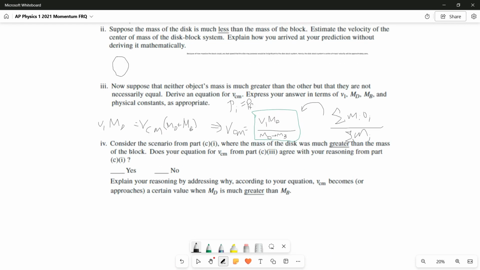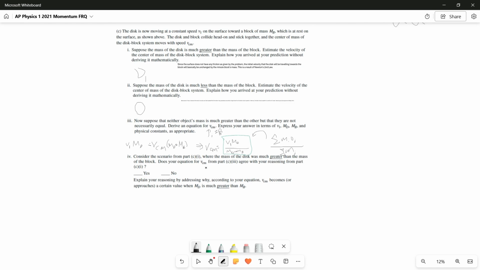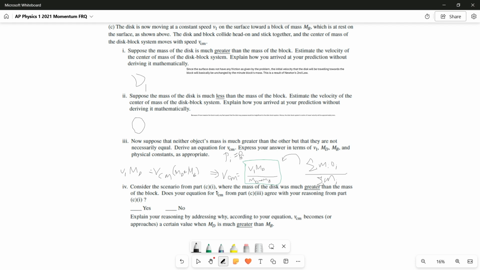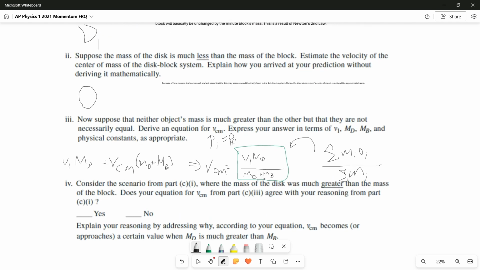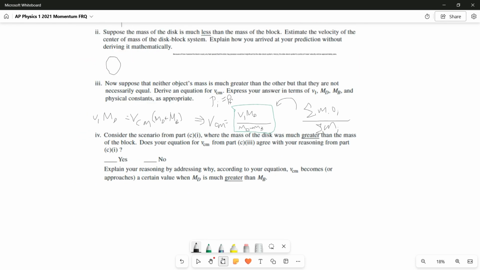Okay, now for part IV, we have to consider what we had for a result in part III and apply it to part I. That's no biggie. All we really need to do is analyze what is part I and its relationship with part III. If the mass of the disk is much greater than the mass of the block, then if we look at our denominator, that means the mass of the block will probably become zero. So, what we should write is this.